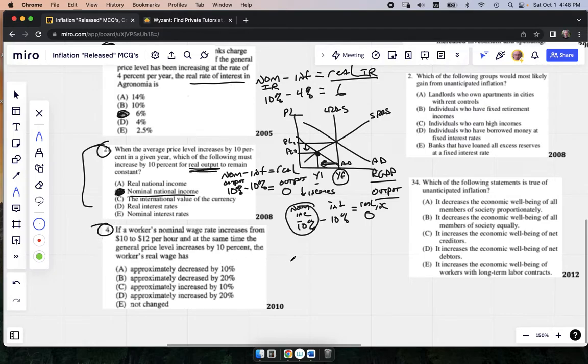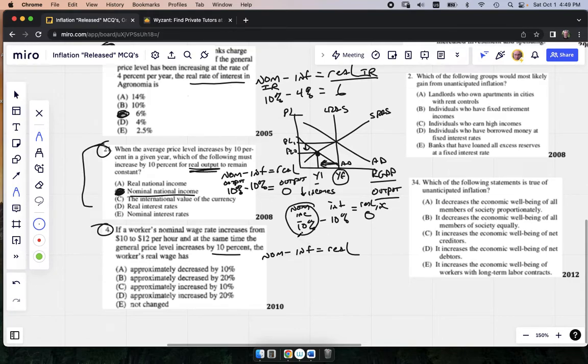If a worker's nominal wage increases from 10 to 12, and at the same time the general price level increases by 10%, the worker's real wage has done what? So same formula, nominal minus inflation equals real. Here's the tricky part.